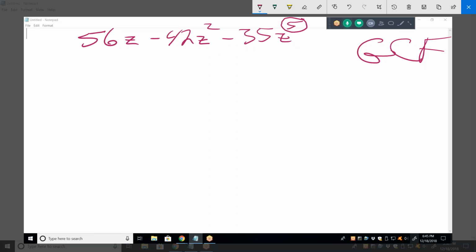Consider 35. What are the factors of 35? Yes, 5 times 7 is 35. Now, see if either 5 or 7 divides evenly into these other two big numbers. Does it? It definitely does. So I'm saying 7 is the biggest one. So factor out a 7. What does that leave you?